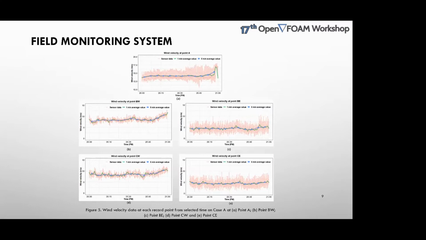And then I further processed it as a 5-minute average value, which is the blue line in the figure. So you can see for the blue line, there are no sudden fluctuations at all. And it's very predictable and very smooth for the further validation studies.